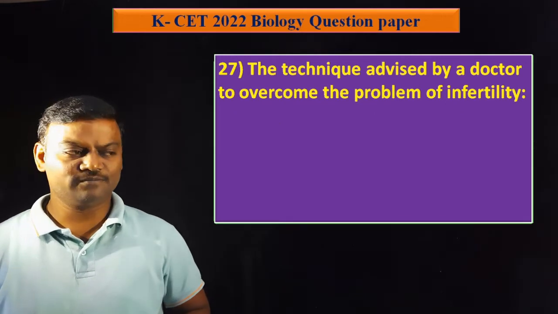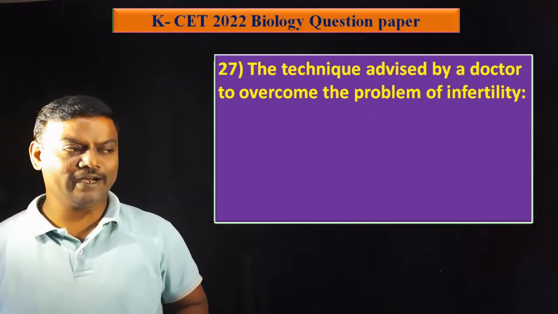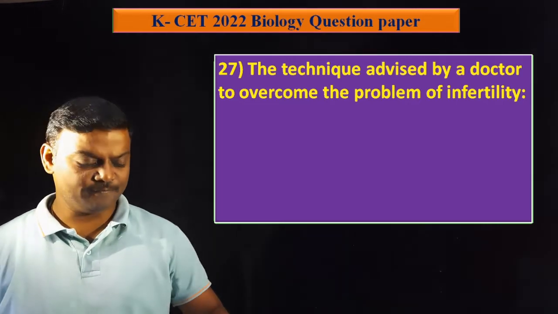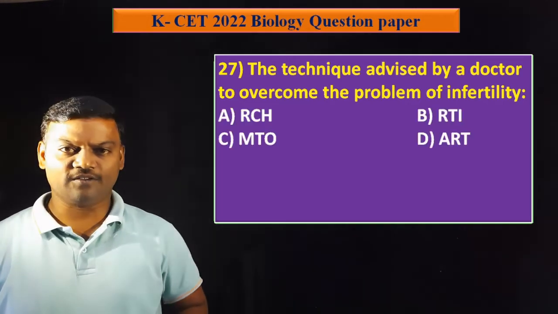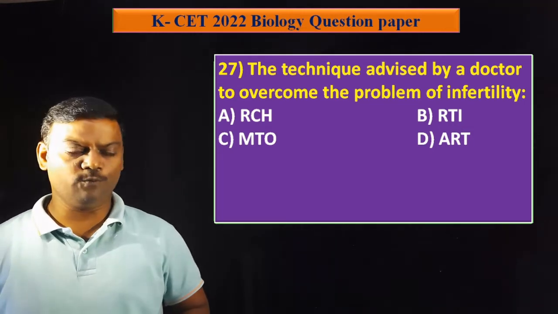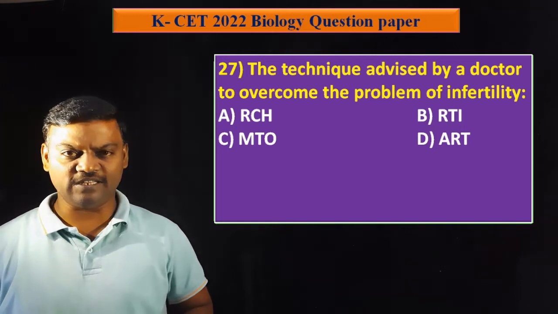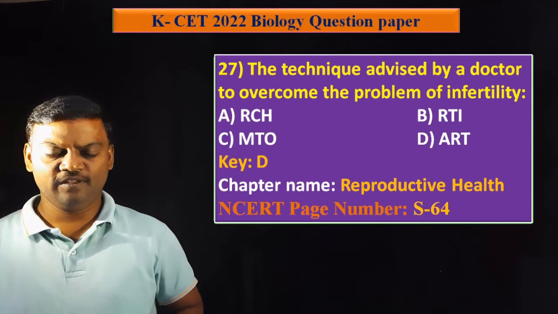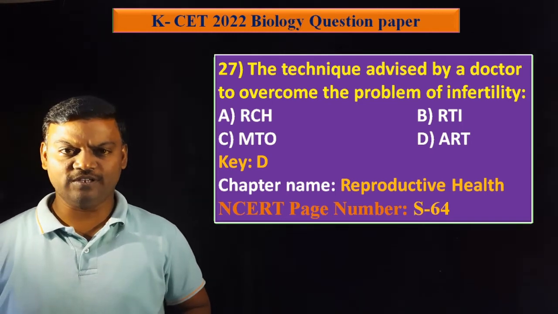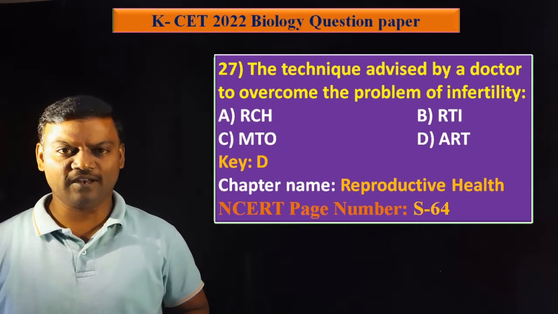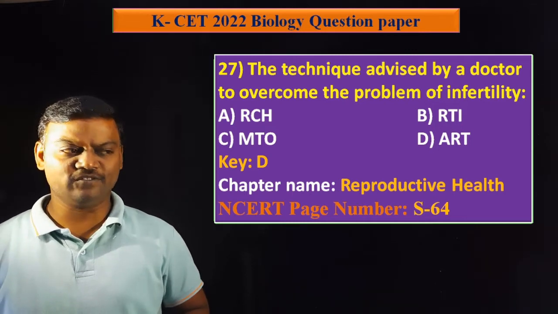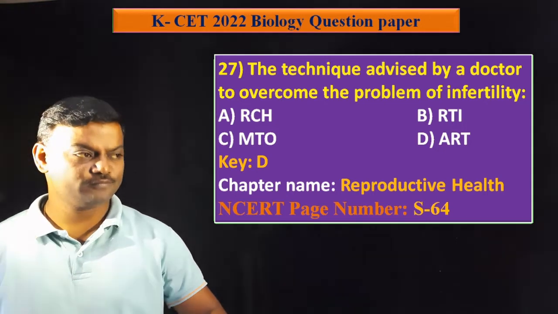Question number 27. The technique advised by the doctor to overcome the problem of infertility: option A, RCH; option B, RTI; option C, MTP; option D, ART. The correct answer is option D. Assisted reproductive technologies help to overcome infertility. It is a question from Reproductive Health, NCERT, page number 64.